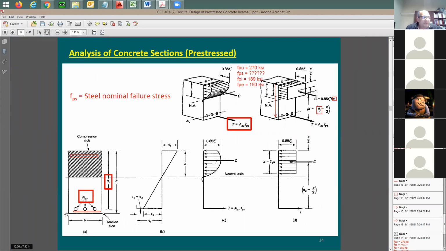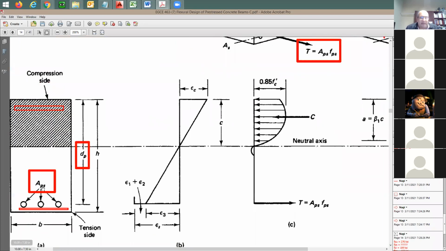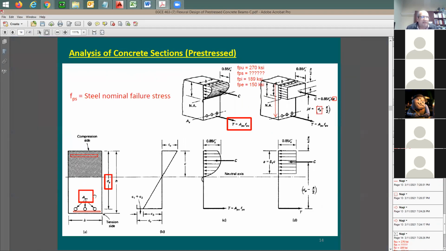So in this case, I'm going to have AS and APS. I'm going to have DP and just D. And my moment is going to be based on the combination, the effect of APS and AS. And we're going to see this in a minute from now. Any questions?